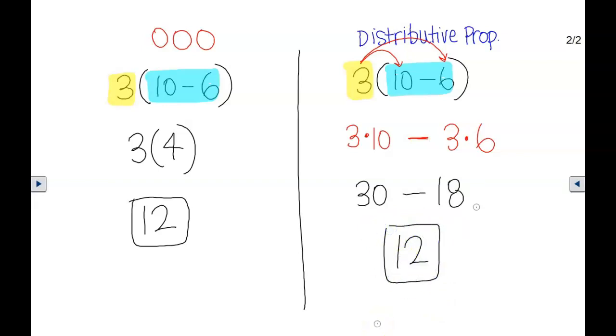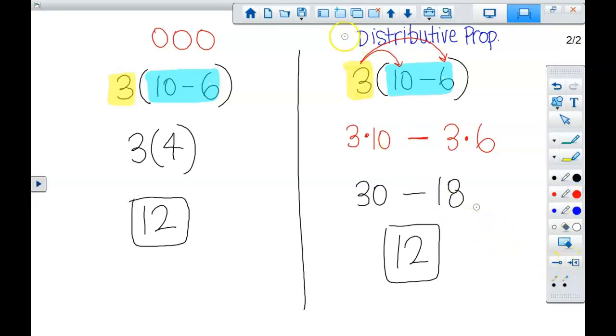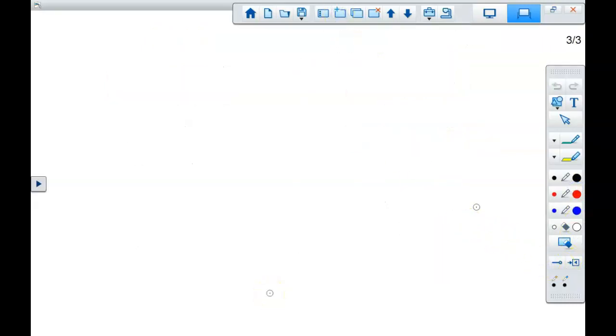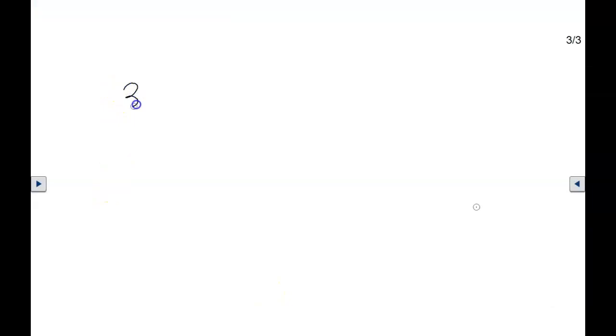So notice, this distributive property also works with subtraction. And what it's doing, notice, is just giving us an alternative way to get to these answers. So we've tried distributive with addition, and it worked. We've tried distributive with subtraction, and it worked. You might be wondering, would it work with multiplication inside the parentheses? So let's try that. Let's try 3 times 4 times 5.